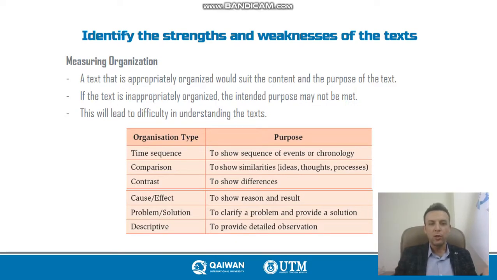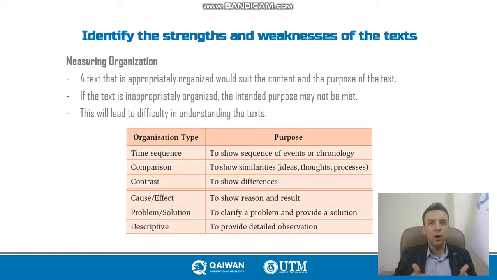We have, for example, time sequence. The purpose is to show sequence of events or chronology. We have this kind of organization in narrative essays in which we talk about a story, in which we talk about many different events that happen to us. We have comparison. The purpose is to show similarities. On the other hand, we have contrast, whose purpose is to show differences. So we sometimes have comparison and contrast together, talking about both similarities and differences.